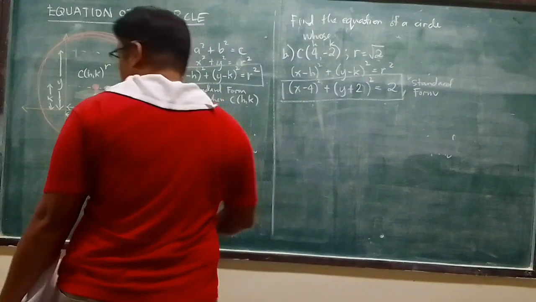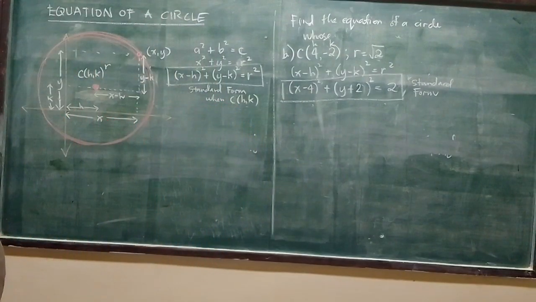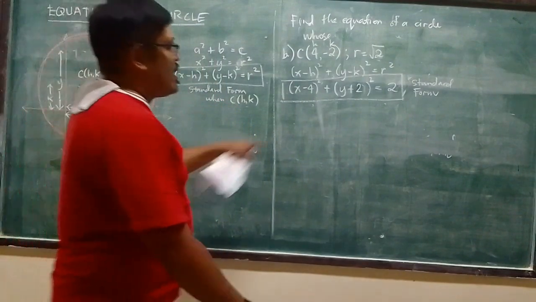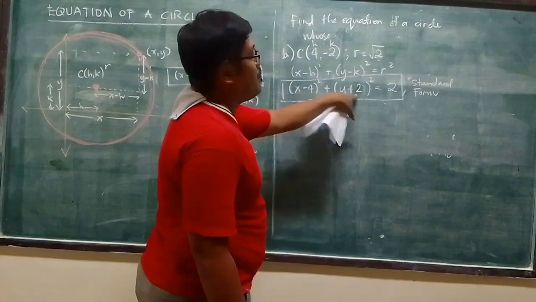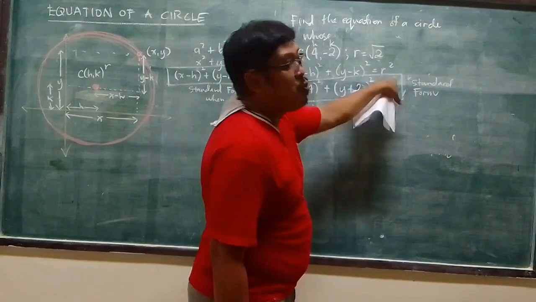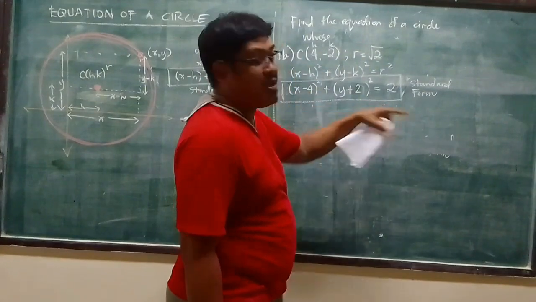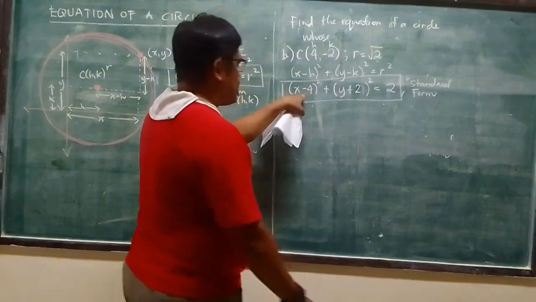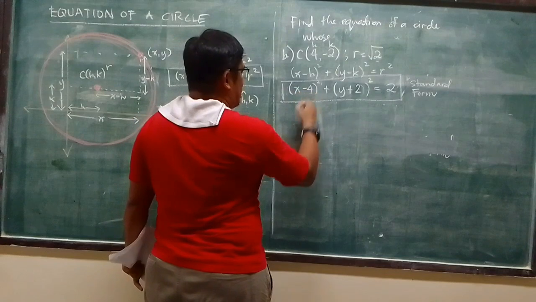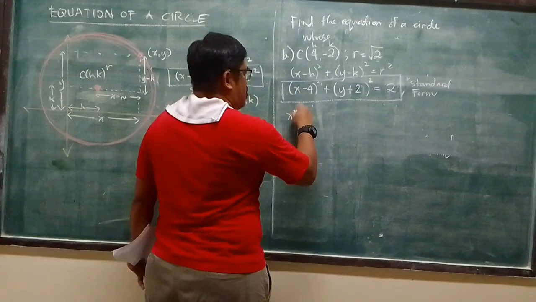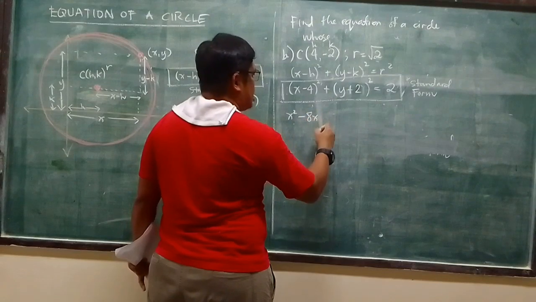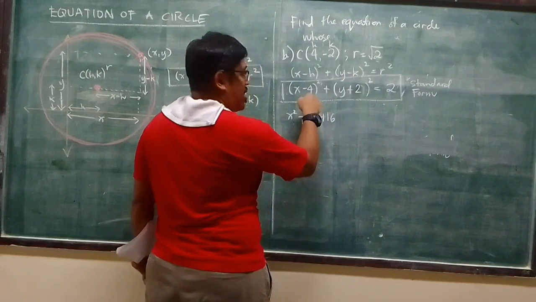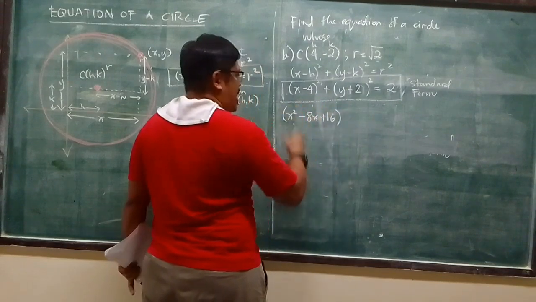Ngayon, kung ang hihingin ay yung general form, ang gagawin natin ay i-expand itong dalawang square of binomials. Tapos, i-transpose yung 2 sa kabilang side para mag-equal 0 yung right side. So, expand na natin ito. This becomes now x squared minus 8x, kasi 4 times 2 is 8, plus 16. Square mo na yung last term.